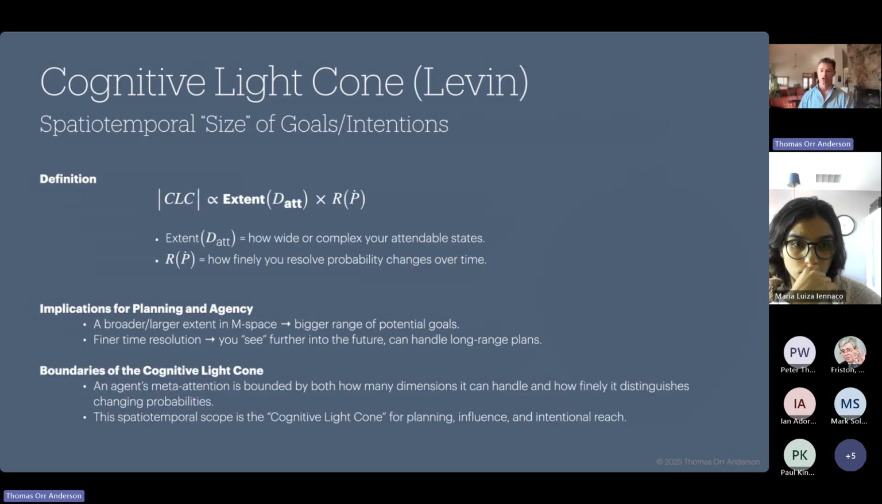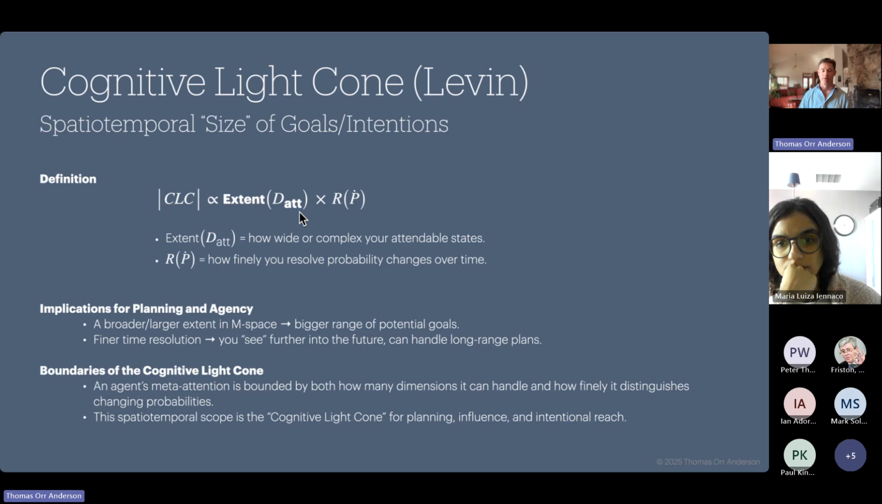So this leads to an interesting way to conceive Mike Levin's notion of a cognitive light cone, being the spatiotemporal size of goals or intentions. We can conceive the magnitude or size of that cognitive light cone as being proportional to how wide or complex our attendable states are. Roughly, how many dimensions of M space do our intentions or goals include? If our goals include more dimensions, that would be a larger goal in this space.